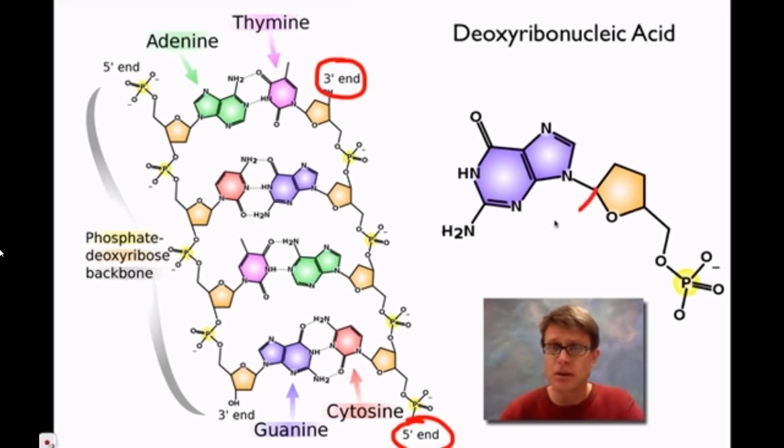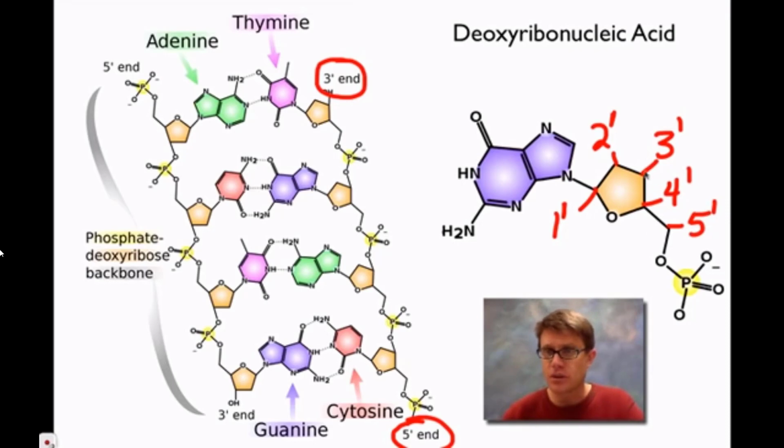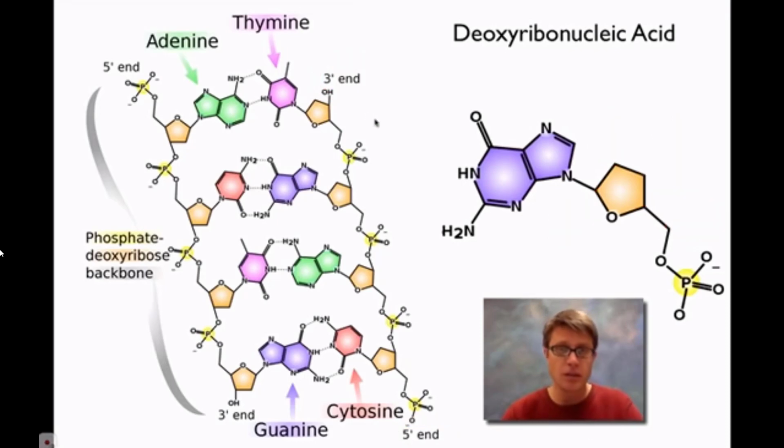And so we simply number those carbons. This carbon right here is called the 1' carbon. This one is called the 2' carbon. This one right here would be the 3' carbon. This would be the 4' carbon. And then this would be the 5' carbon right here. And so the 3' carbon is going to be coming off this side, 5' coming off the other side. So when you're looking at DNA, this right here would be the 3' carbon, and this down here would be the 5' carbon.